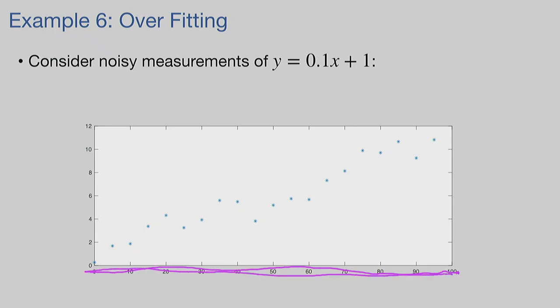Actually, no, that's fine. I just didn't enumerate all the x's. I enumerated x's every 5. So for x equal 0, I got a point. For x equal 5, I got a point. For x equal 10, I got a point, and so on and so forth. So this is actually how I generated them.